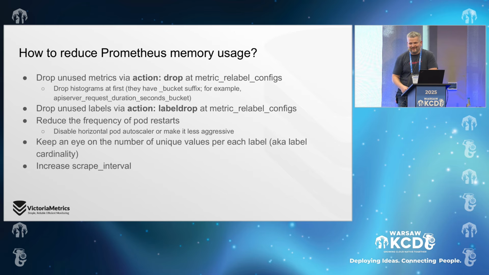And an easy thing which you can do is just increase the scrape interval, the interval for scraping metrics in Prometheus. This will instantly drop your memory usage. For example, if you increase the scrape interval from 10 seconds to 20 seconds, then it is likely that the memory usage of Prometheus will drop at most twice. So that's a very easy thing to do.